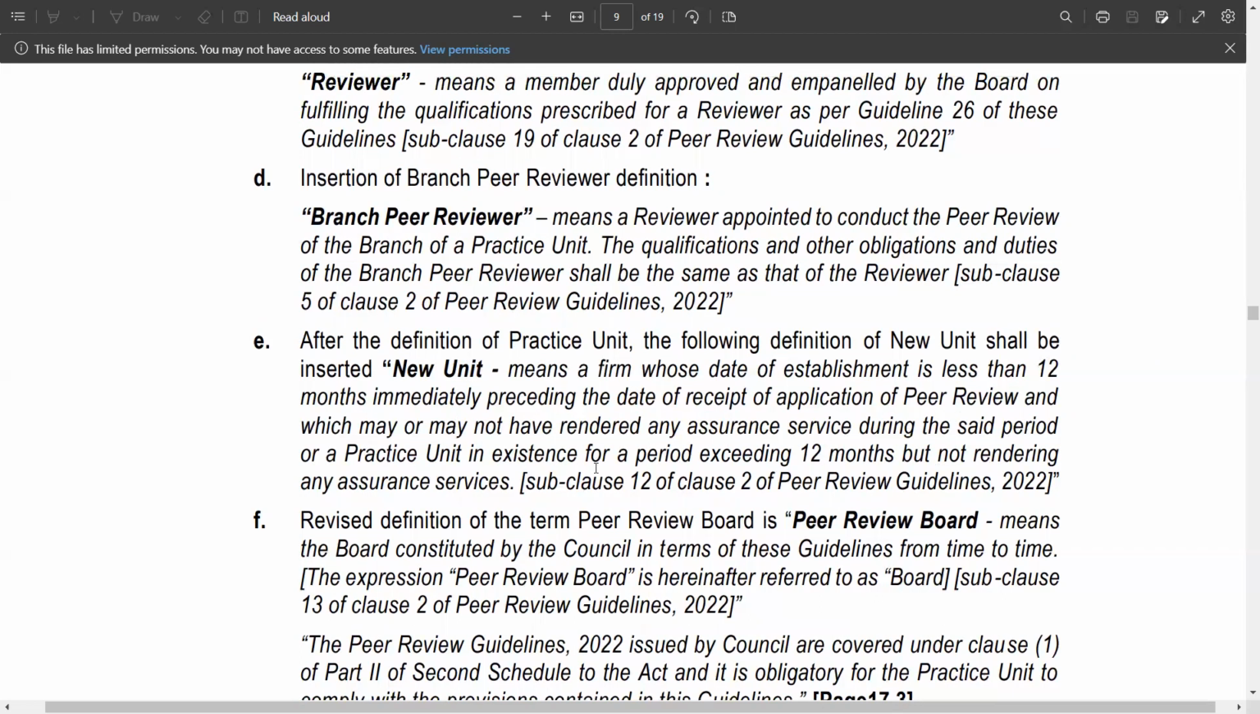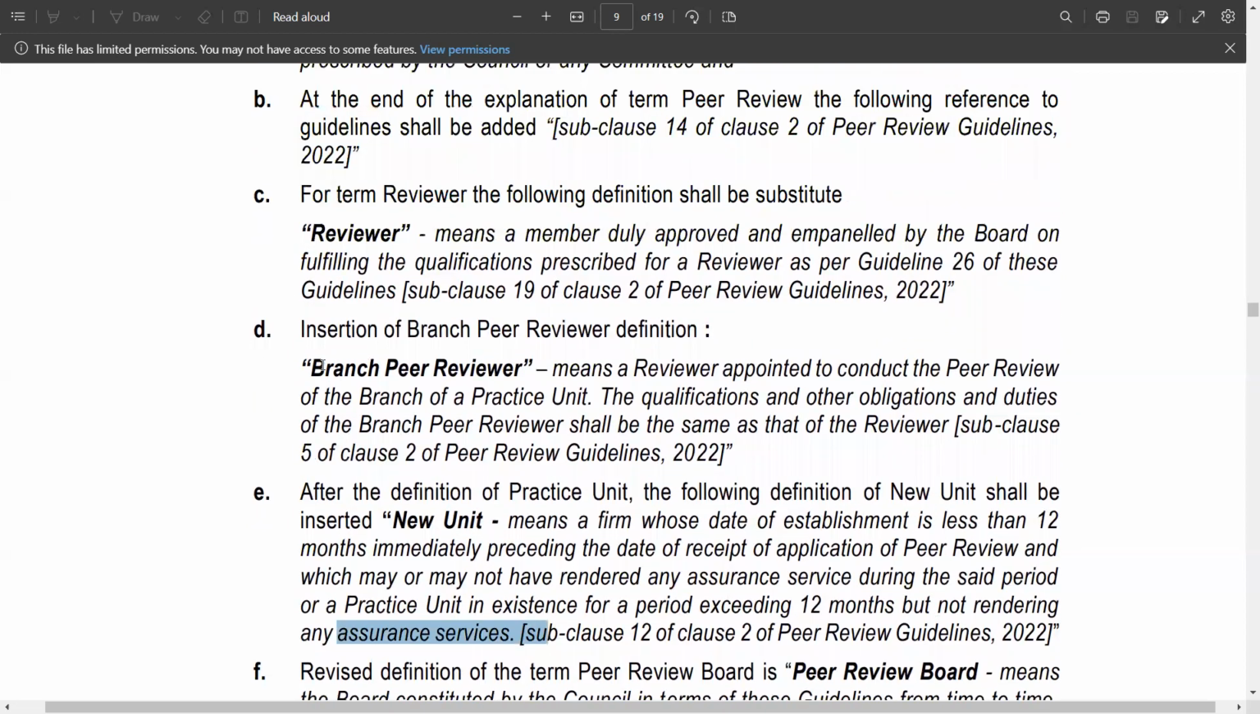However, if a practicing unit is in existence for a period exceeding 12 months, but it is not rendering any assurance services, then it will also be classified as a new unit. Okay, and another definition is inserted.